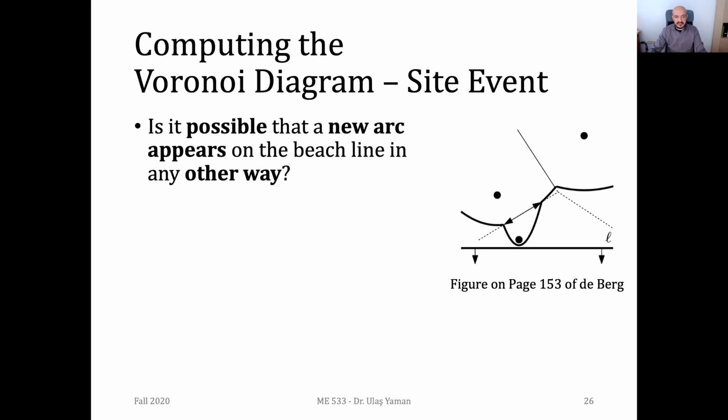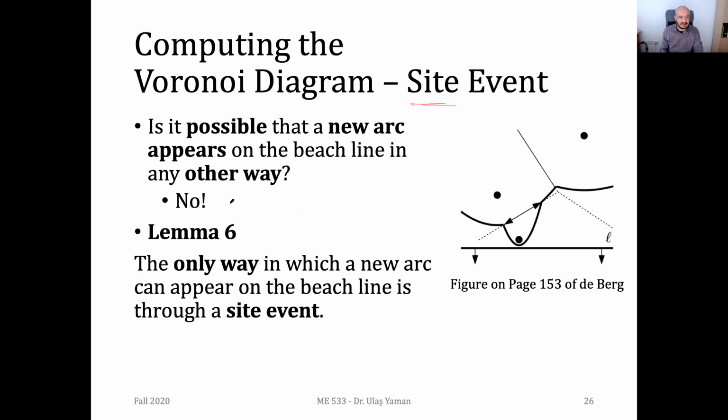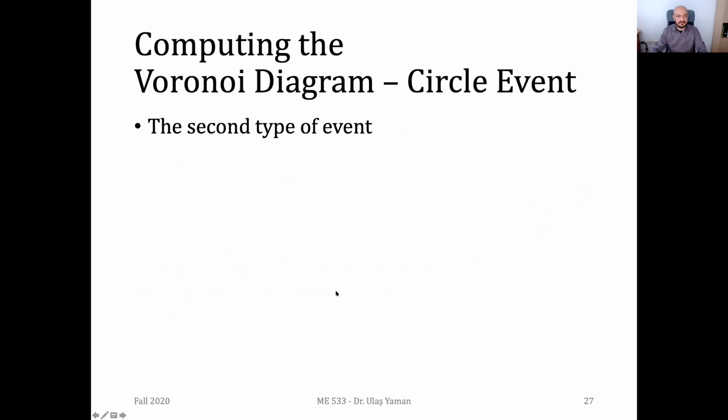So do you think, can we have another possibility for a new arc to be appearing on our beach line? Obviously, no, we don't have any other options. We can only have new arcs generated just with the help of a site event. This is the only event we can have for a new arc generated. So that actually summarizes our lemma 6. The only way in which a new arc, for instance the new arc here, can appear on this beach line is through a site event. We cannot ever have any other options.